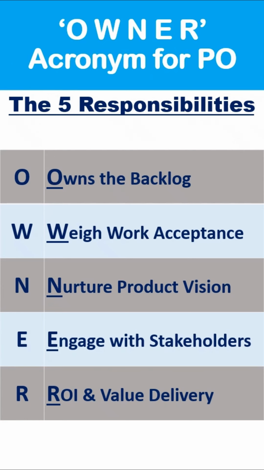Now, if we have to remember the OWNER acronym for a PO, this is how we can define it. O represents owns the backlog, W represents work acceptance, N is for nurturing the product vision, because product vision is not like a final document, it keeps evolving. E is engaging with the stakeholders, and R is return on investment and value delivery.